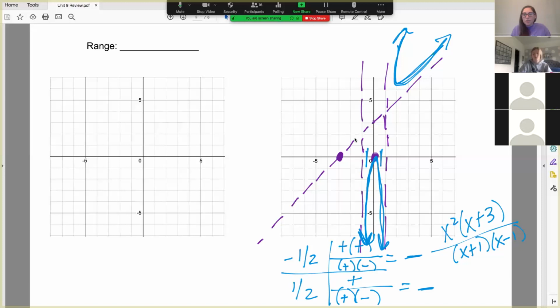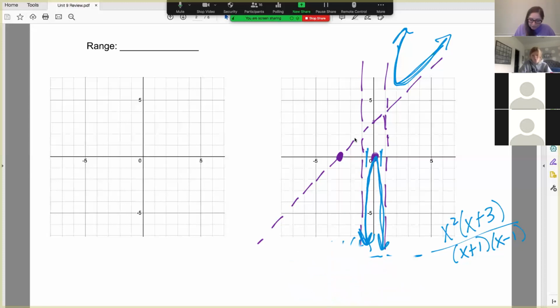Then I need to figure out what it's doing on the left side. So I need two numbers, one that's on the left side of -3 and one that's on the right side. So I'm going to choose, let me just erase this. I'm going to choose -2 and -4.